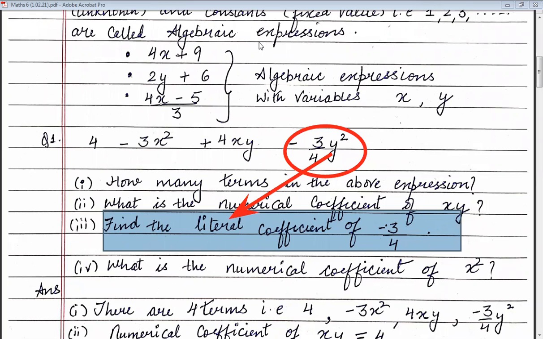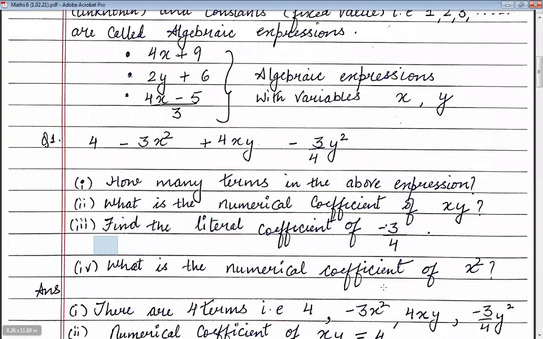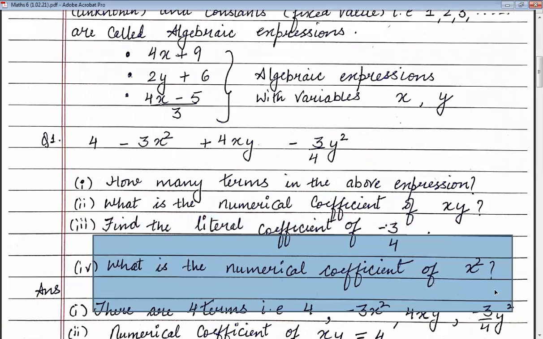Now let's see our question number 1, fourth part. What is the numerical coefficient of x square? Now you have to tell again the numerical coefficient. So first find the term where x square is the literal coefficient. So this is your term and the numerical coefficient is minus 3.